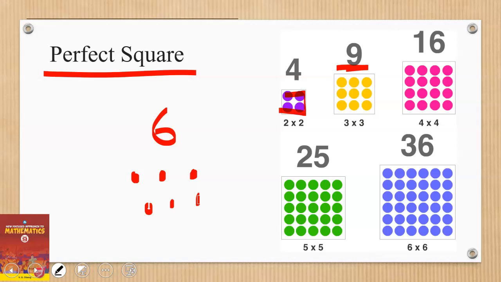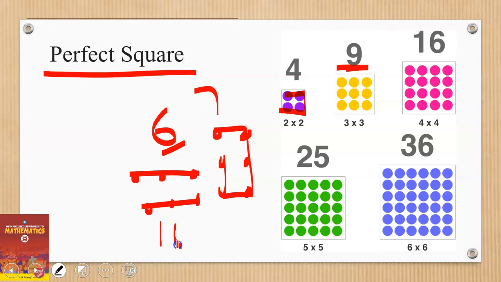The answer is no, because if I go 3 by 3, it doesn't make a square. If I do 2, 2, 2, giving me 6, this will be rectangular. So 6 cannot be a perfect square. 7 cannot be a perfect square. 10 cannot be a perfect square.